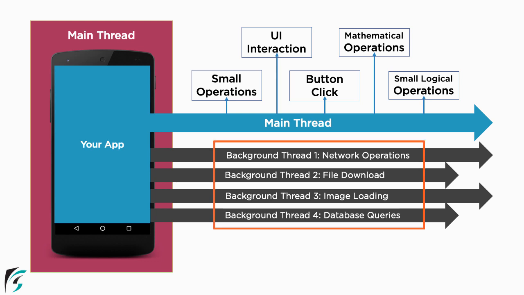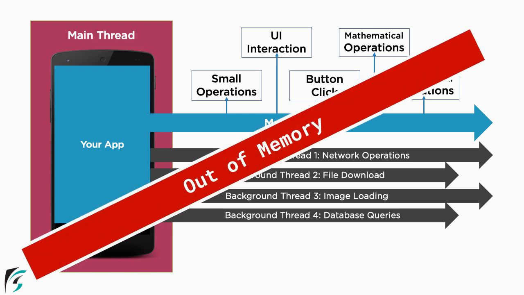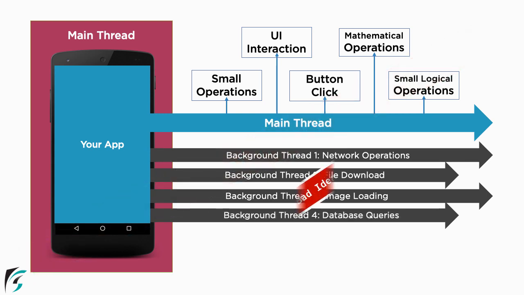Now, these background threads sound like a solution, but there is a limit on how many background threads you can create at a time in your application, because creating threads is very expensive. And if you create more and more threads, then there would be a time when your device will run out of memory. And eventually, once again, your application will shut down with a crash message. Hence, creating so many background threads is also not a good solution. It's a bad idea. So what is the next solution?